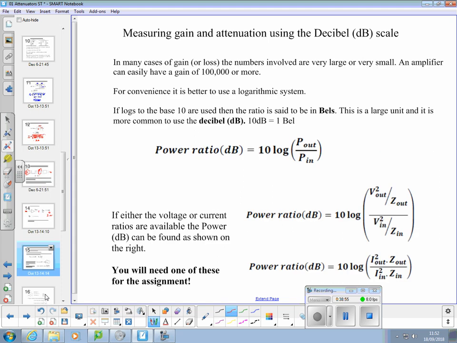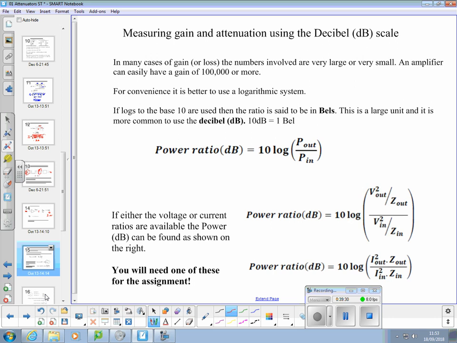So, measuring gain and attenuation using the decibel or dB scale. In many cases, gain or loss in circuits, the numbers involved are very large or very small. An amplifier can easily have a gain of 100,000 or more. We're talking about amplifying really small signals from instruments, for instance. For convenience, it's better to use a logarithmic scale.